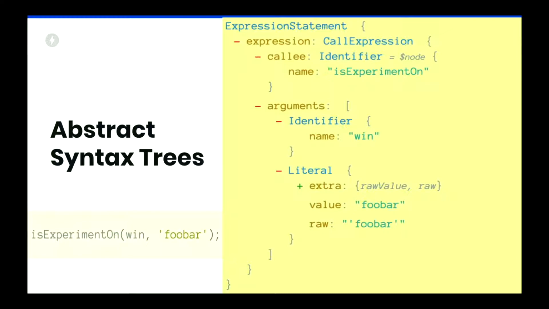And we can represent this as an abstract syntax tree. These are really cool. In the abstract syntax tree, it's a call expression to an identifier called isExperimentOn. So it's a call to the function isExperimentOn. And I can check out the arguments that I'm passing to it. In this case, I'm passing an identifier window and then a string literal foobar.